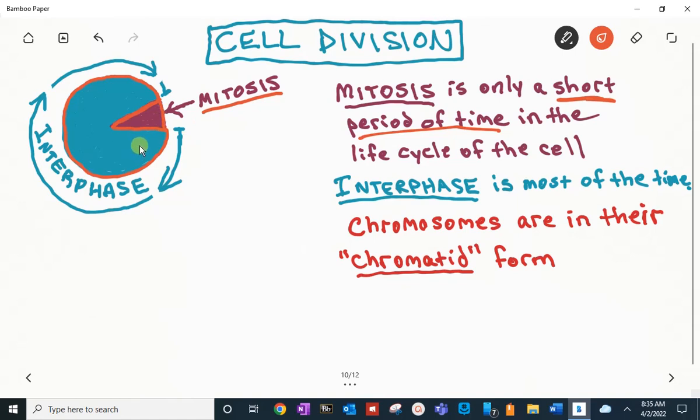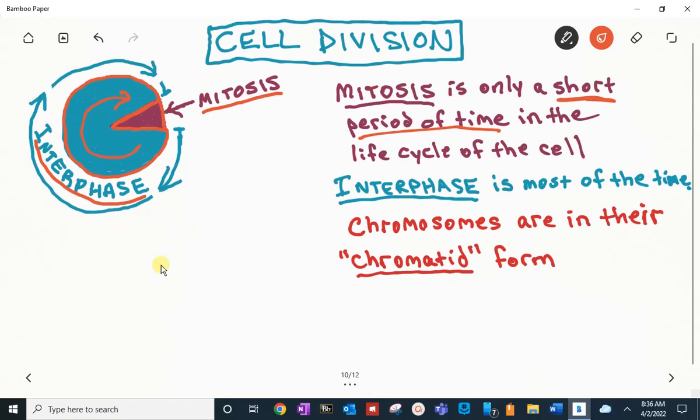All the rest of the time, it's in what we call interphase. So when it's not dividing, when it's not in mitosis, it's in interphase. And interphase is just when it's just hanging out doing its thing and growing up.